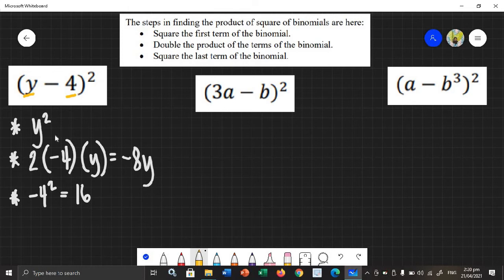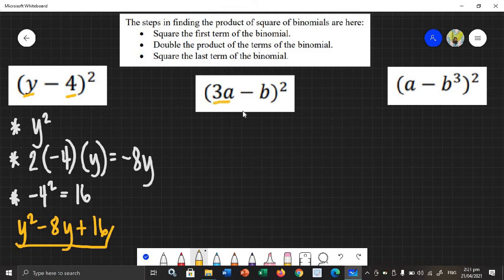Now na meron na tayong product for each step, combine them. So, we have the first term is y squared. The second term is negative 8y. And then the last term is positive 16. And this will be the answer for example number 4. Pang-apat na to, diba? Then next, we have quantity 3a minus b squared.